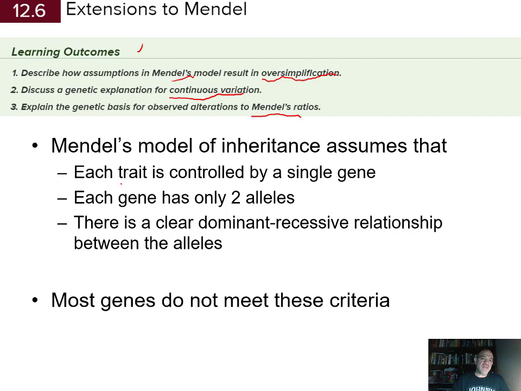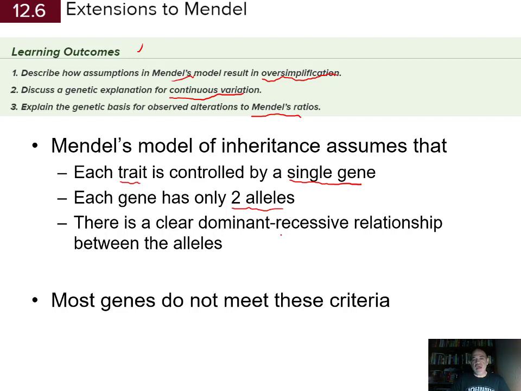One is that each character or trait is controlled by a single gene. Okay, that's not always true. Height and skin color, for example, are controlled by more than one gene. And that each gene has only 2 alleles. That's also not true. Sometimes a gene has more than 2 alleles. And we'll see that with blood types.